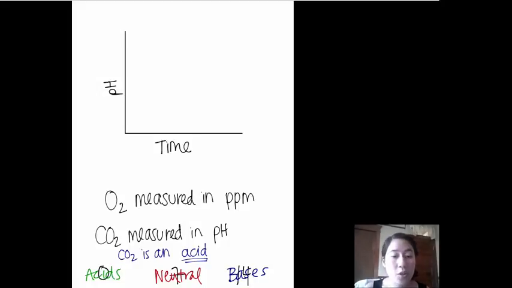So CO2 is an acid, which means that the more carbon dioxide we have, the lower the number is going to be. So carbon dioxide is an acid. It makes pH low. So the more carbon dioxide we have, the lower the pH is going to be.